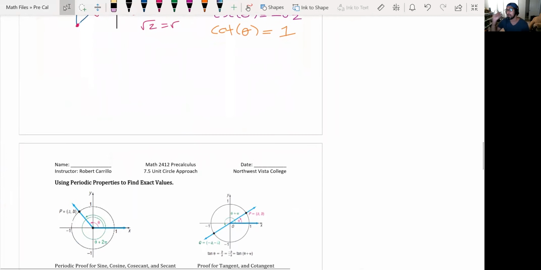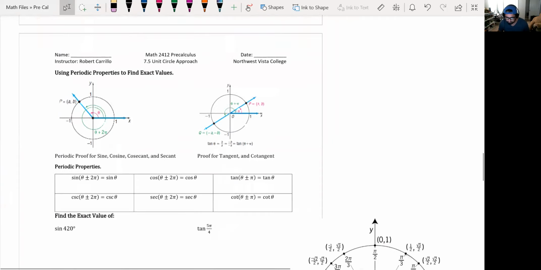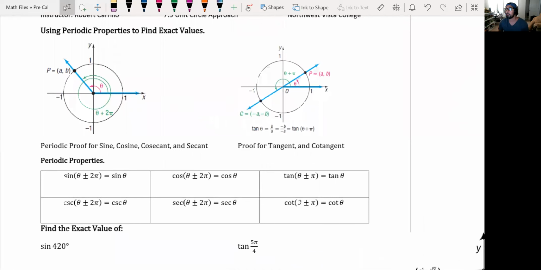All right, next. Now, this is important stuff. This is good stuff. Using periodic properties to find exact values. Okay, so your big takeaway from this lecture is to know the cycles, the periods, the revolutions of our trig functions.